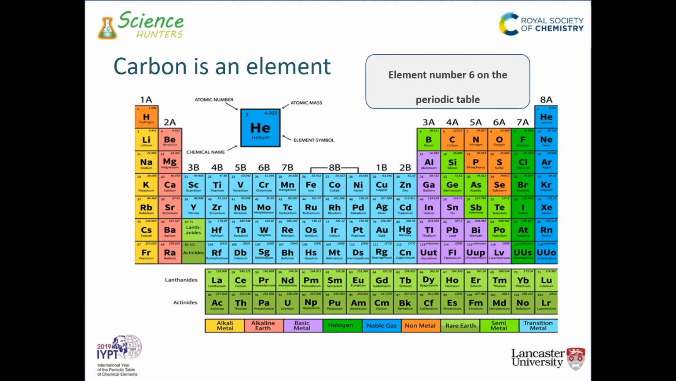Carbon is an element in the periodic table, which is a chart of all known elements. Each square in the periodic table represents an element. Carbon is element number 6 on the periodic table and has the symbol C.